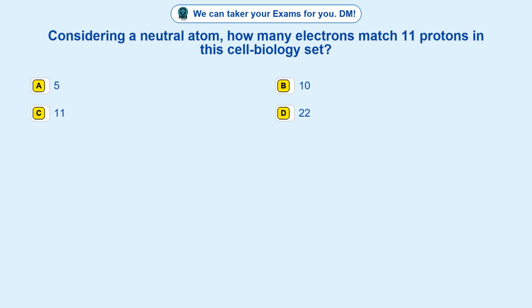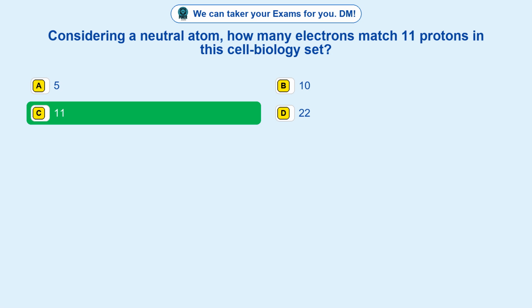Question 32. Considering a neutral atom, how many electrons match 11 protons in this cell biology set? Option A, 5. Option B, 10. Option C, 11. Option D, 22. The correct answer is option C, 11.